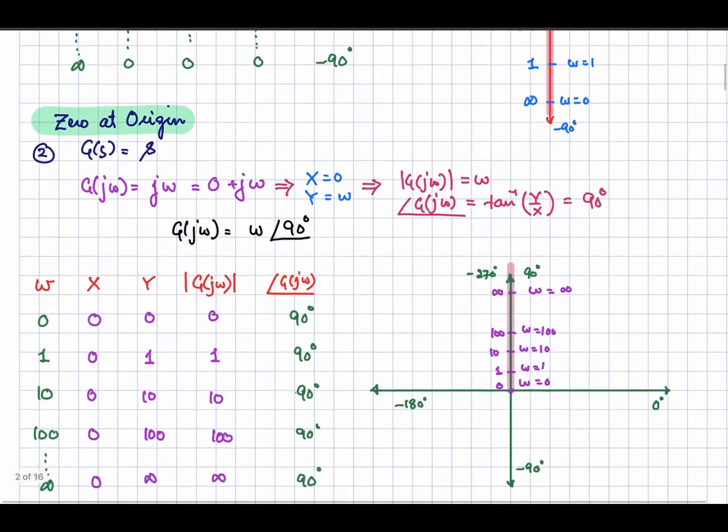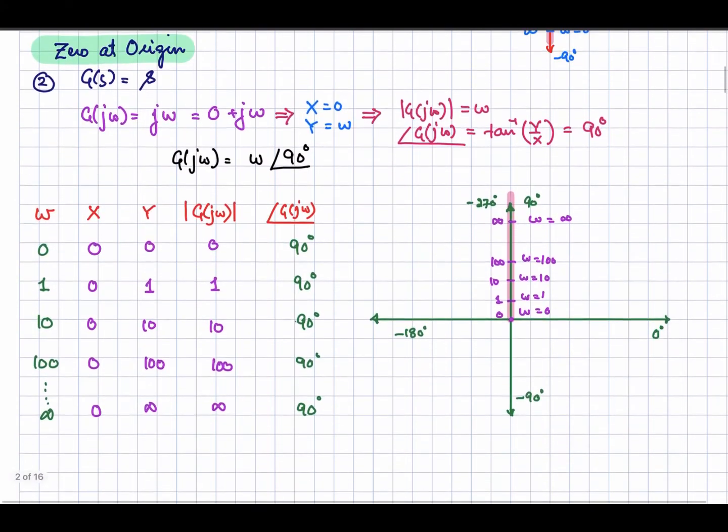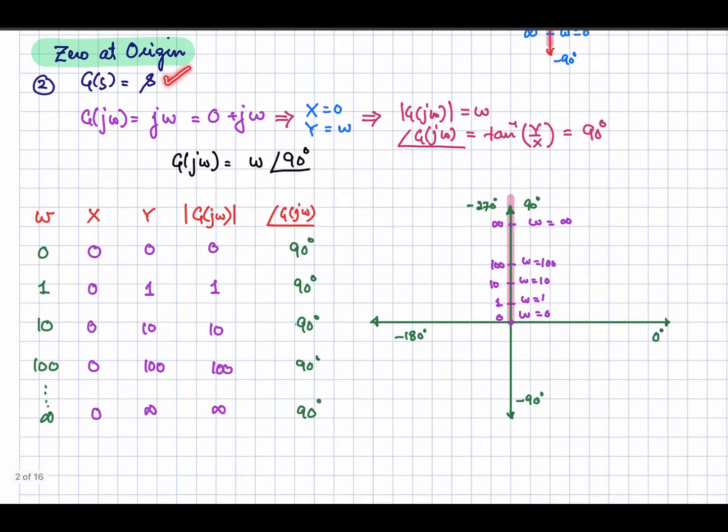Now let's consider a zero at the origin, then the transfer function will be G of s equal to s. So this is the sinusoidal transfer function, and in real and imaginary parts it can be written like that.